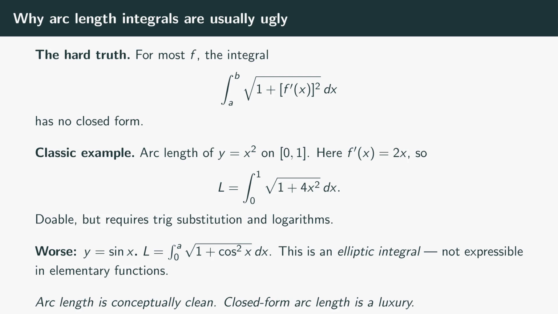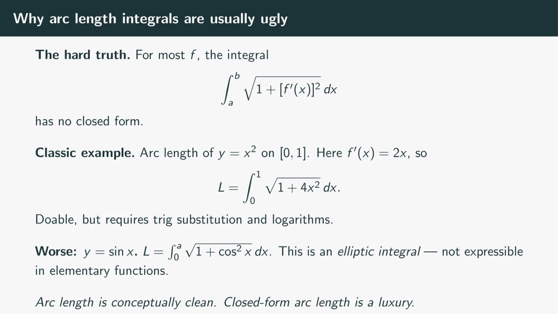Quick aside, because students always wonder: the arc length integral, the integral from a to b of the square root of 1 plus f prime of x squared dx, looks innocent, but for most functions f, it does not have a closed form antiderivative. The square root of 1 plus a square is almost always intractable. Even something as simple as the arc length of a parabola, y equals x squared, requires you to compute the integral of the square root of 1 plus 4x squared dx. That's doable. You use a trig substitution, 2x equals the tangent of theta, and you end up with logarithms.